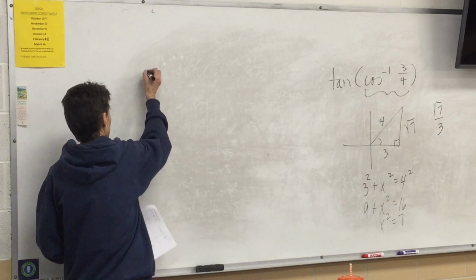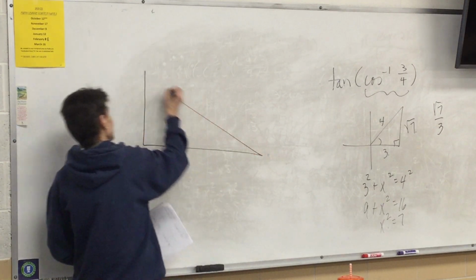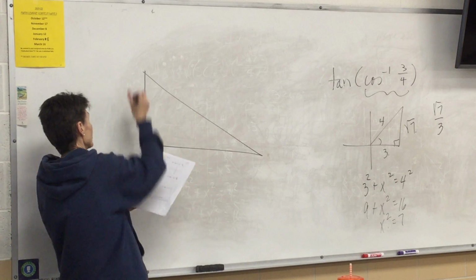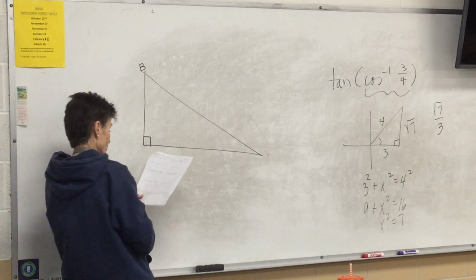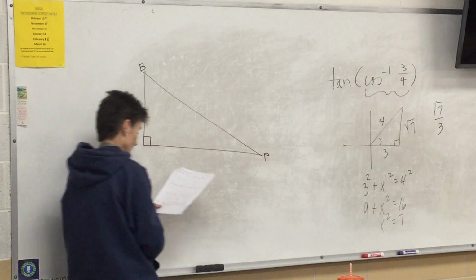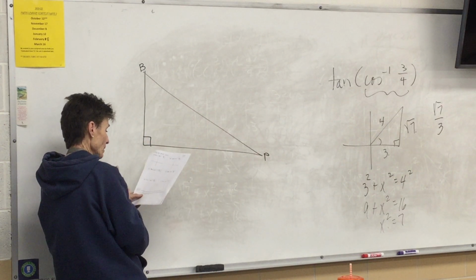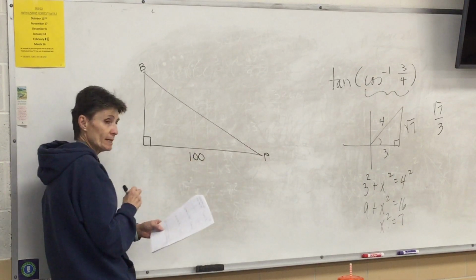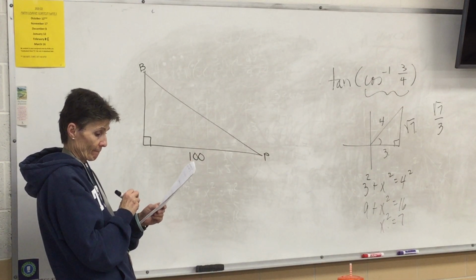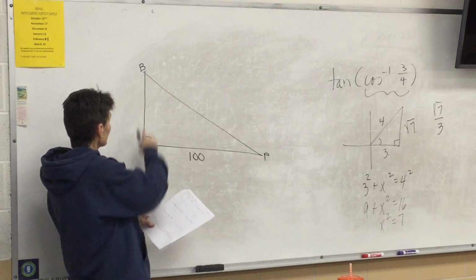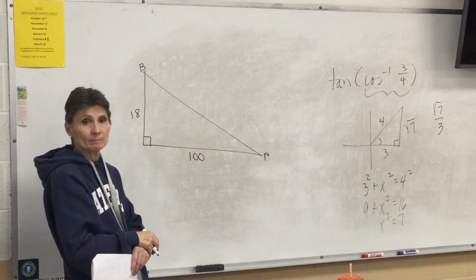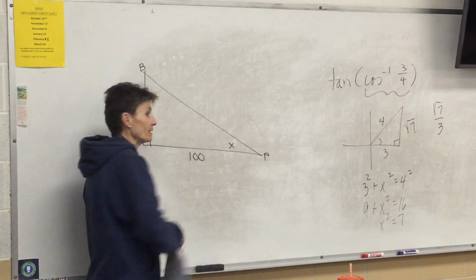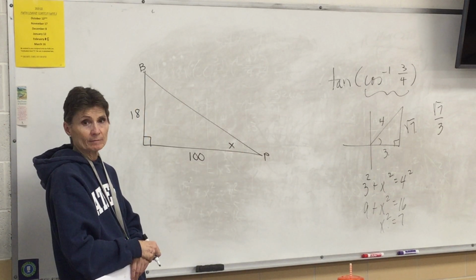Now, I have a bird in the top of a tree. Remember these? We did these already. Here he is. And there's a point on the ground out here. And the point on the ground is 100 feet from the base of the tree. And the bird is 18 feet above the ground. And I need to find the angle of elevation.